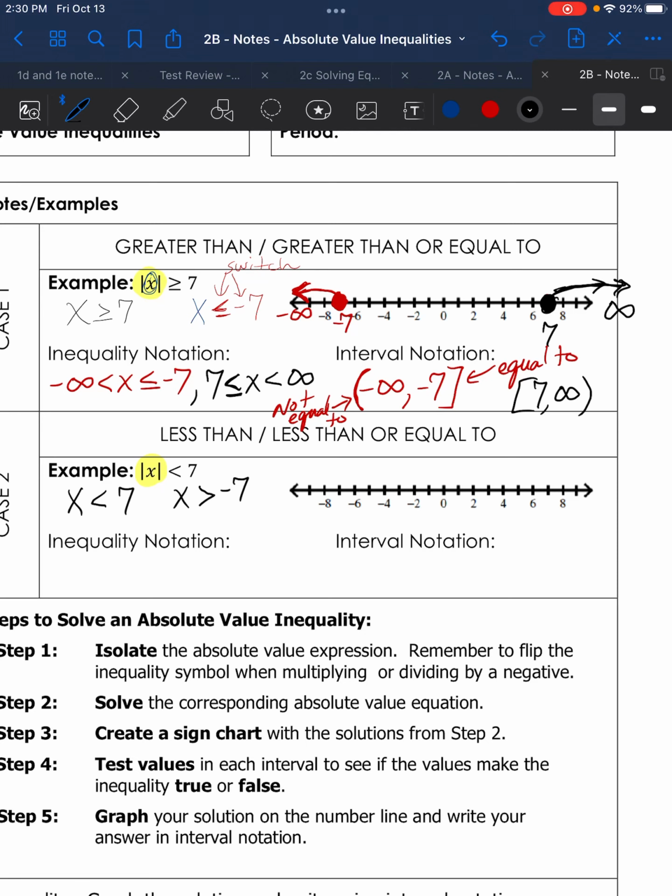So let's look at our problem. We have x is less than 7, so 7's here, and it's an open circle because it's not equal to. And it's less than, so it's to the left. And then -7, open circle, and it's greater than to the right. Well, they're pointed towards each other, so it's in between.